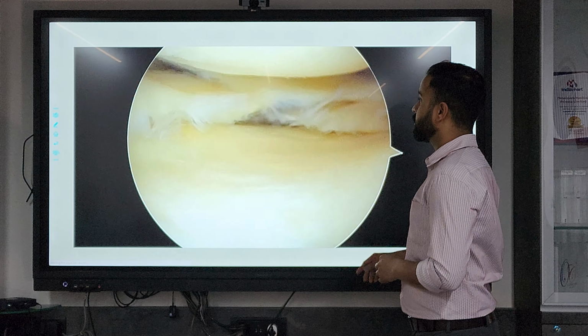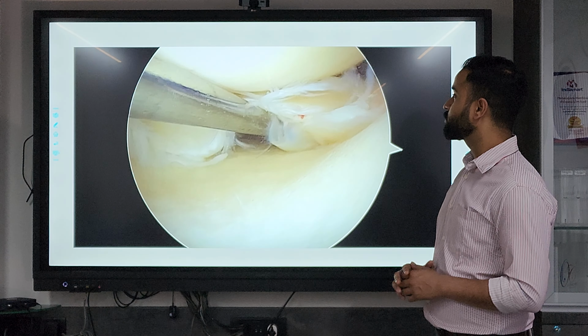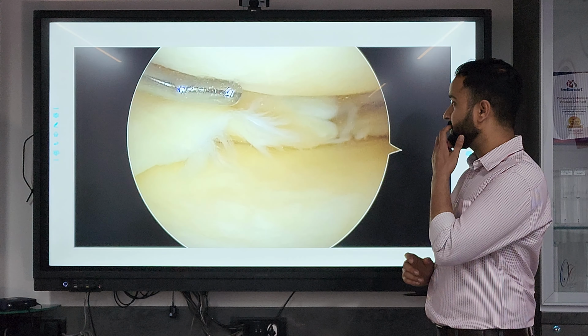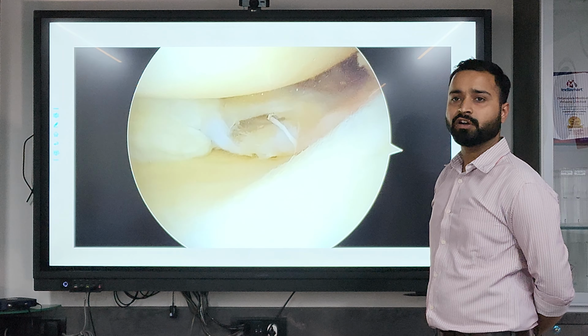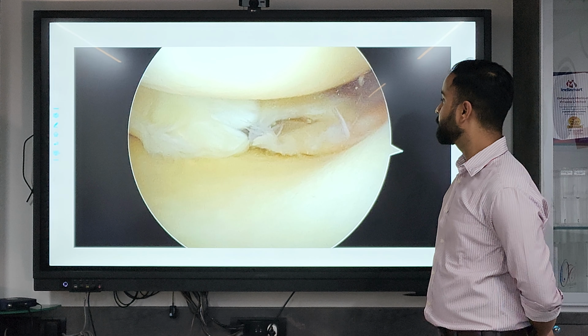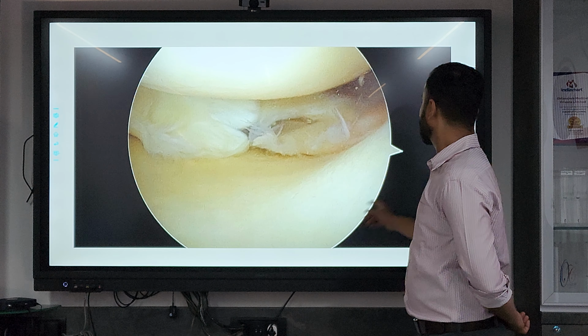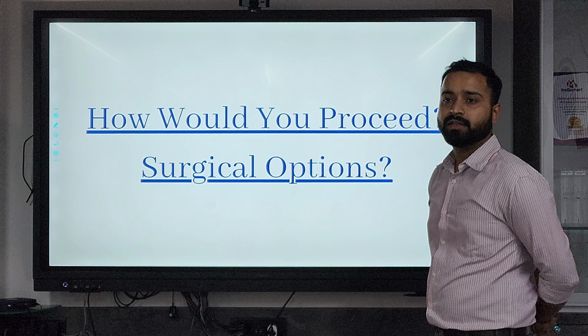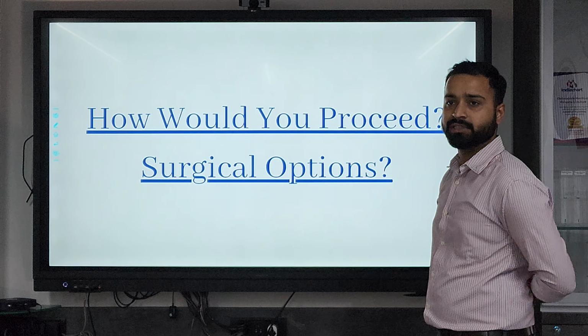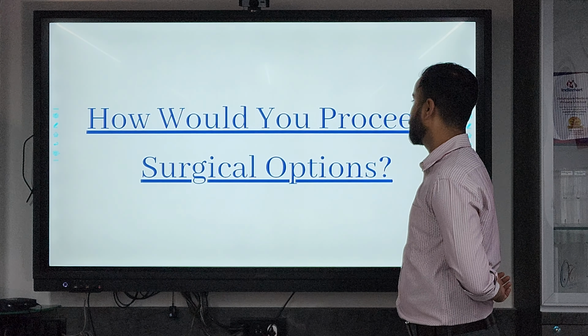The next slide, what we are showing is the diagnostic arthroscopic picture. So here you can see that there is a complex tear of the posterior horn of the medial meniscus. So how would we proceed? What are the surgical options in such a case scenario?